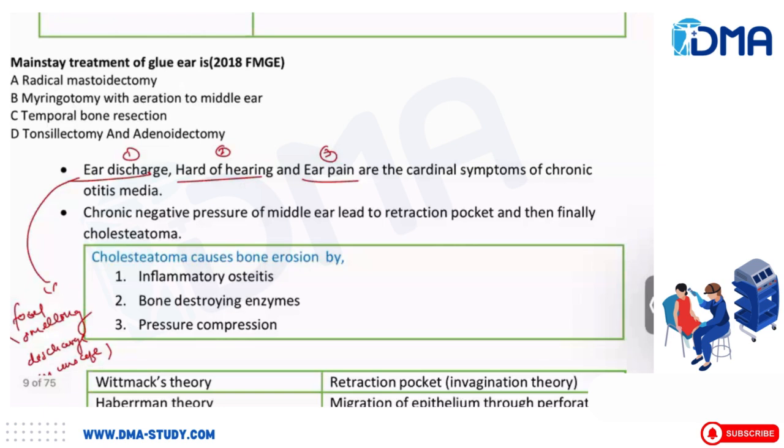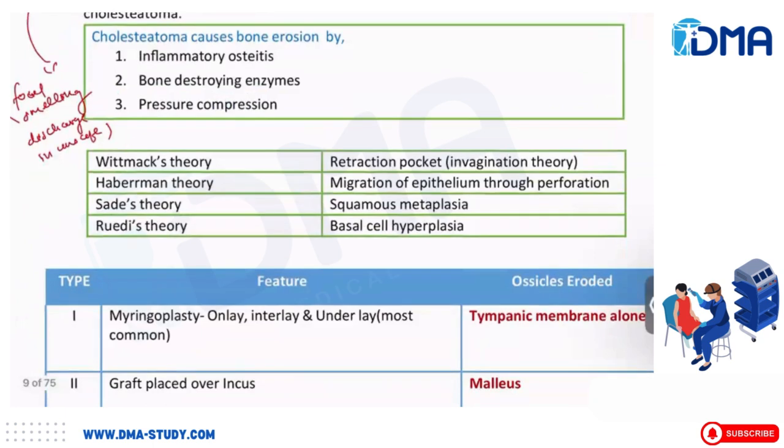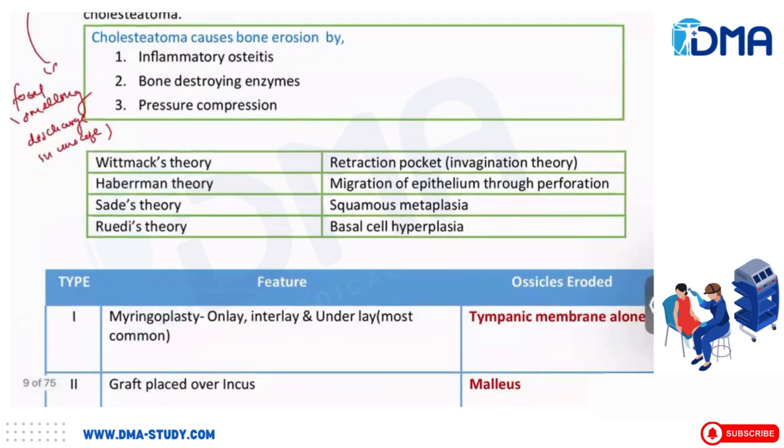That is an important pathogenesis for cholesteatoma formation. Okay, let me explain other theories. Theory number one, I have already told you, is Wittmaack's theory. It is the retraction pocket theory. Theory number two is Habermann's theory, migration through a perforation. Theory number four is Sade's theory, squamous metaplasia. Then Ruedi's theory, basal cell hyperplasia. All right.